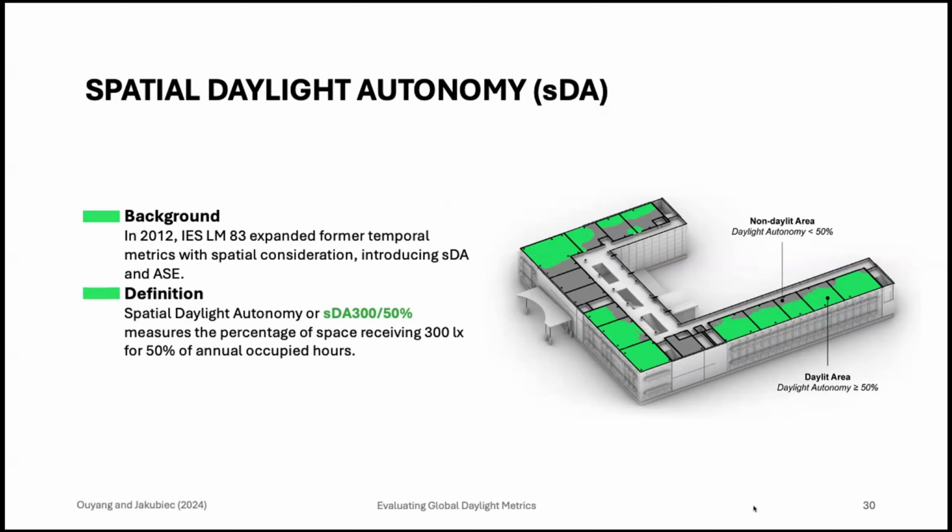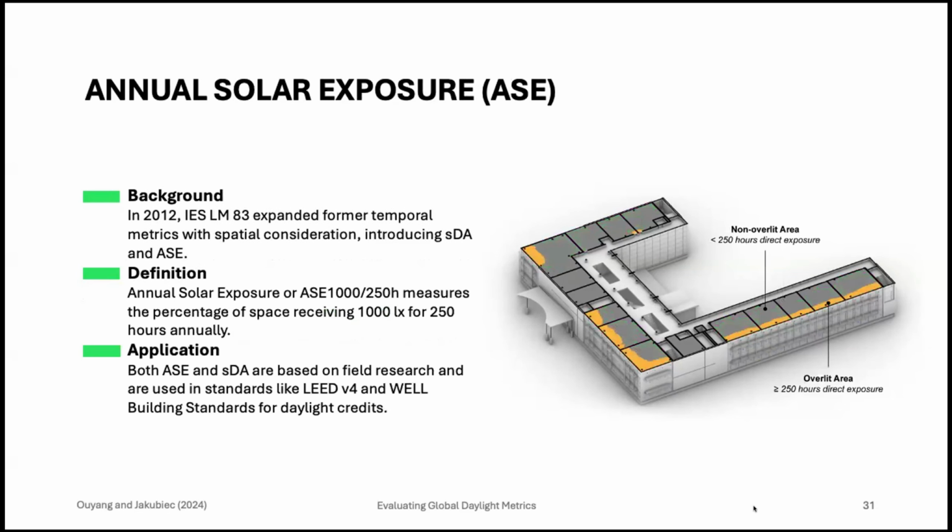So spatial considerations need to be reported. In 2012, IES LM83 expanded former temporal metrics with spatial considerations, introducing spatial daylight autonomy and annual sunlight exposure. SDA 300/50% measures the percentage of space receiving 300 lux for 50% of annual occupied hours. It's important to note here that SDA includes dynamic shading in its analysis.